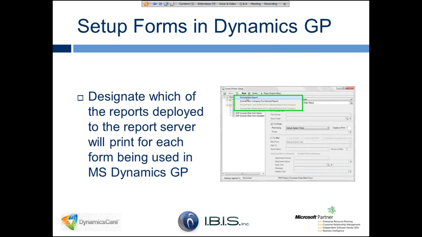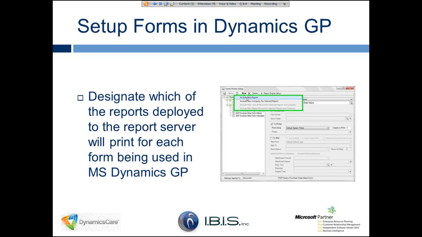So the final step before we can begin using Forms Printer within GP is to designate the reports that have been deployed that you want to use within Forms Printer. So now this is back to the Forms Printer setup window. This is when you drop down the Microsoft Dynamics GP option, then hit Setup, and Company, and Forms Printer.